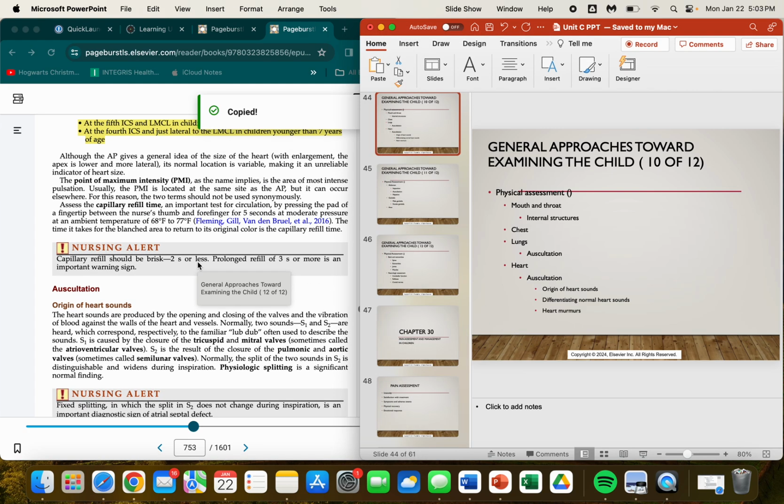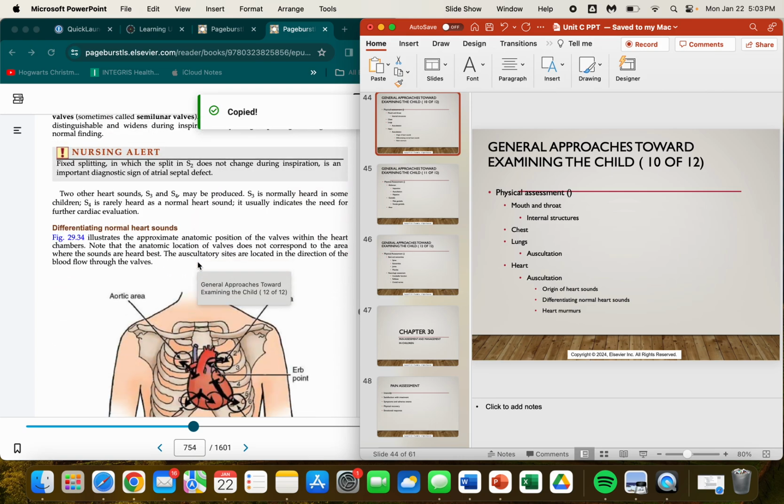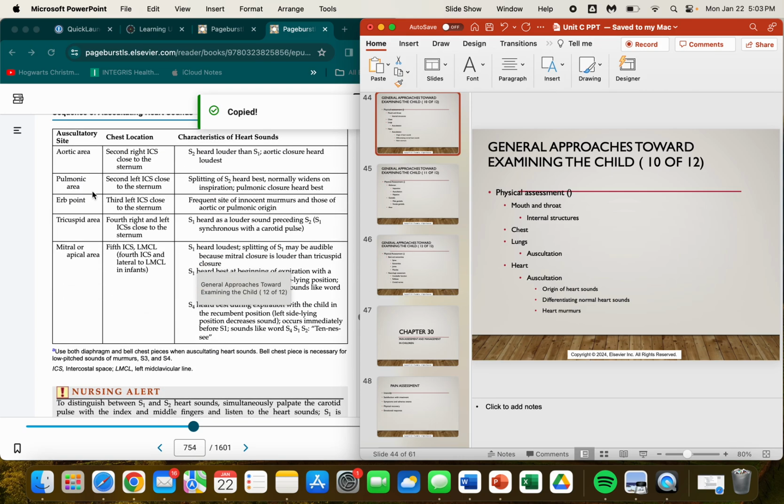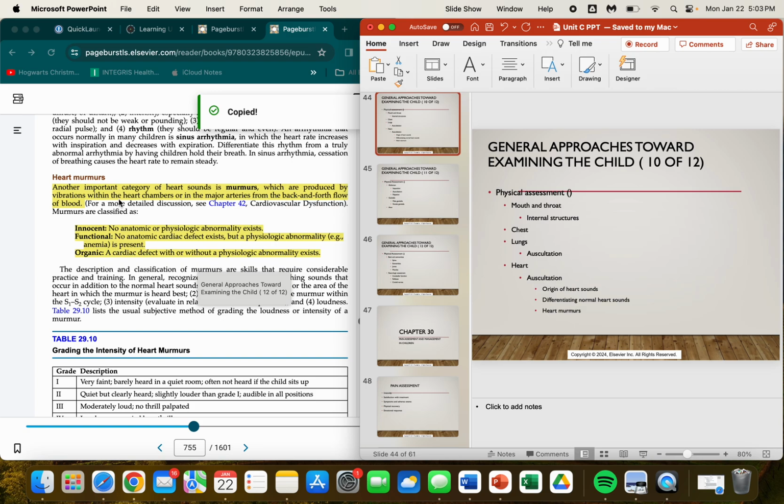This goes on to talk about where you listen to each one of those heart sounds. So this tells you the auscultatory site for all 5 of those heart sounds in children. And then in kids, something important we need to note is murmurs. They're typically more common in children, and they can be classified as these 3 things.